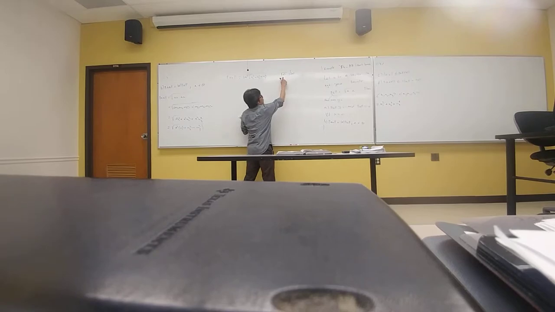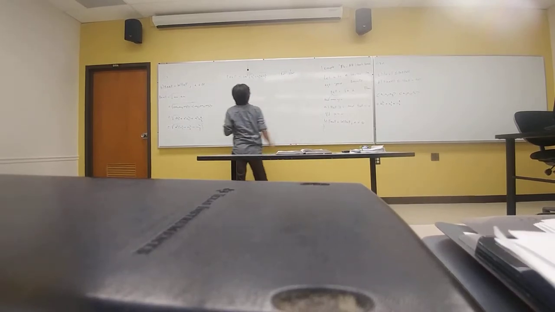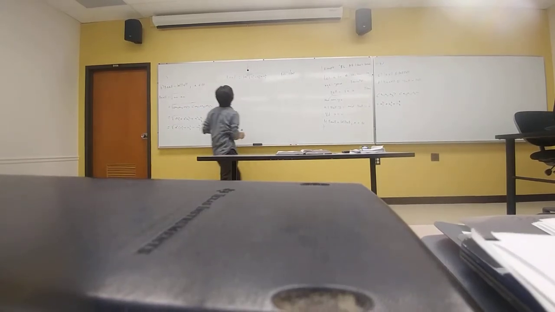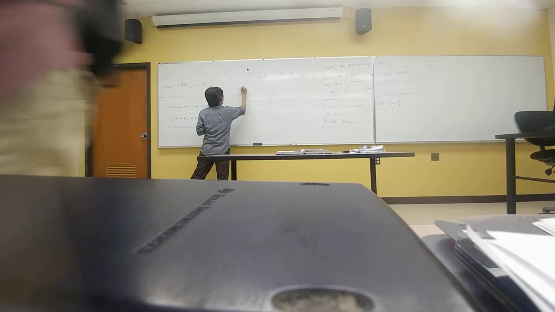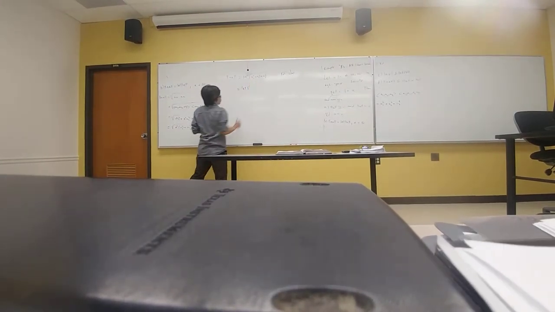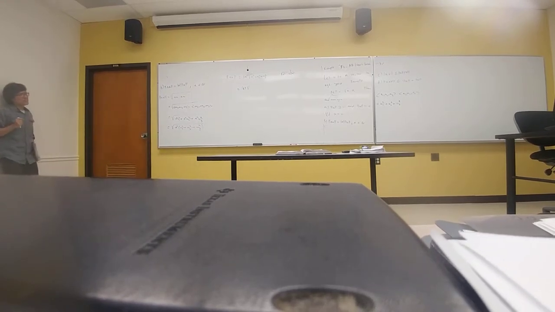The square root of a number must always be non-negative, right? So we must have an absolute value here. So now this gives, so what is the square root of u1 squared plus u2 squared plus u3 squared? What do you guys say?